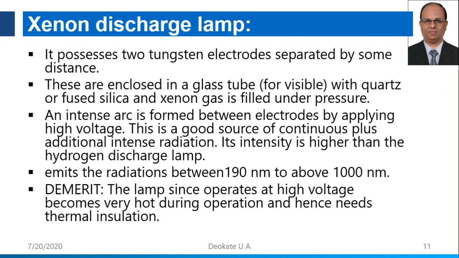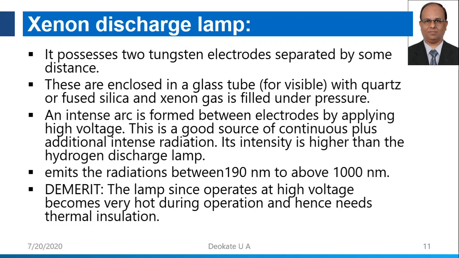One more lamp that can be used is a xenon discharge lamp. This xenon discharge lamp is the only lamp which can provide you UV and visible radiations. In all, it can be used. It possesses two tungsten electrodes separated by some distance. These are enclosed in a glass tube with a quartz or fused silica window, and xenon gas is filled under pressure. An intense arc is formed between the electrodes.